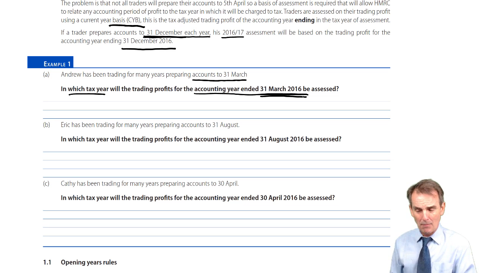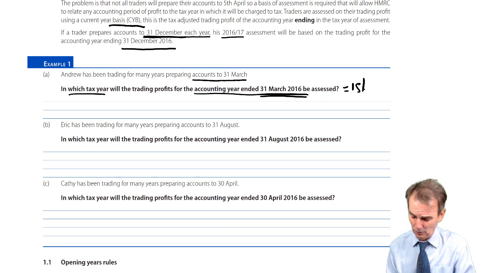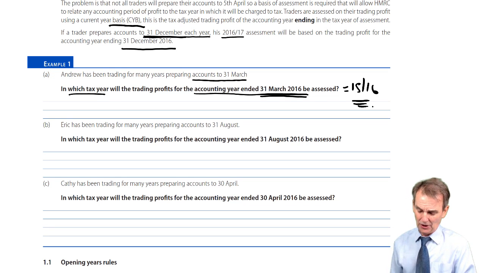Year ended 31st of March 16. Which tax year does that fall in? Well, that of course falls between the 6th of April 15 and the 5th of April 16. It is therefore assessed using CYB in the 15-16 tax year, year ended 31st of March 16.